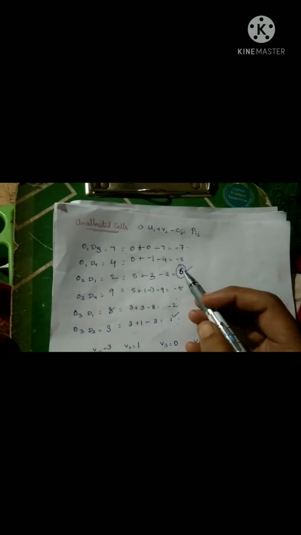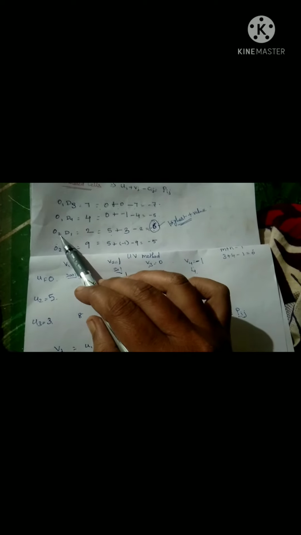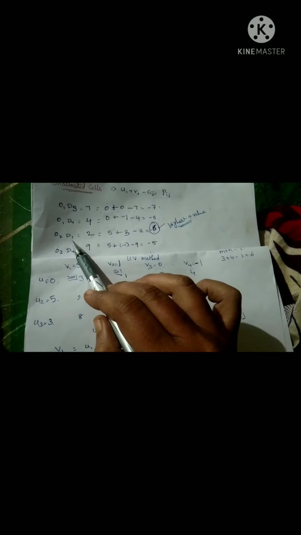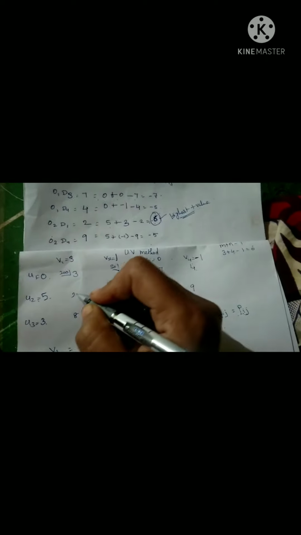So here I have two positive values. One is 6, another one is 1. So by comparing these, we have to select the highest positive value. According to this rule, I selected 6 as the positive value. So by this, we have to set the loop. The starting point of the loop will be 6, and the cell is O2 D1. So here O2 is considered as U2 and D1 will be here. So this will be the starting point.